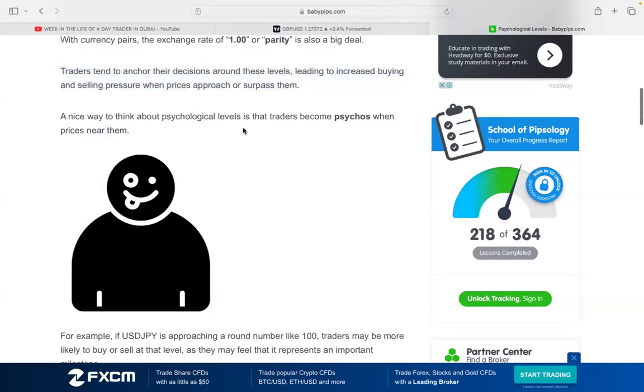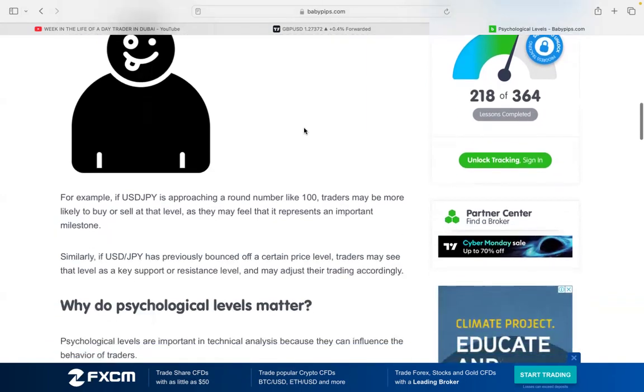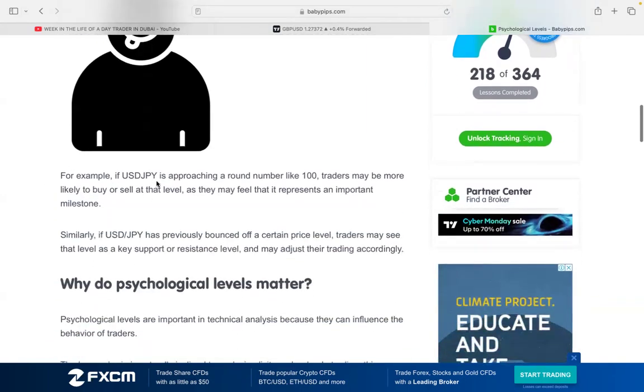A nice way to think about psychological levels is that traders become cyclical when price is near them, meaning that once price has gotten to this level, the traders think, okay, it's time to take our trading positions from it. You understand? For example, if USDJPY is approaching a round-up number like 100, traders may be more likely to buy or sell at that level as they may feel it presents an important milestone, meaning it presents an opportunity for them to take a trade.